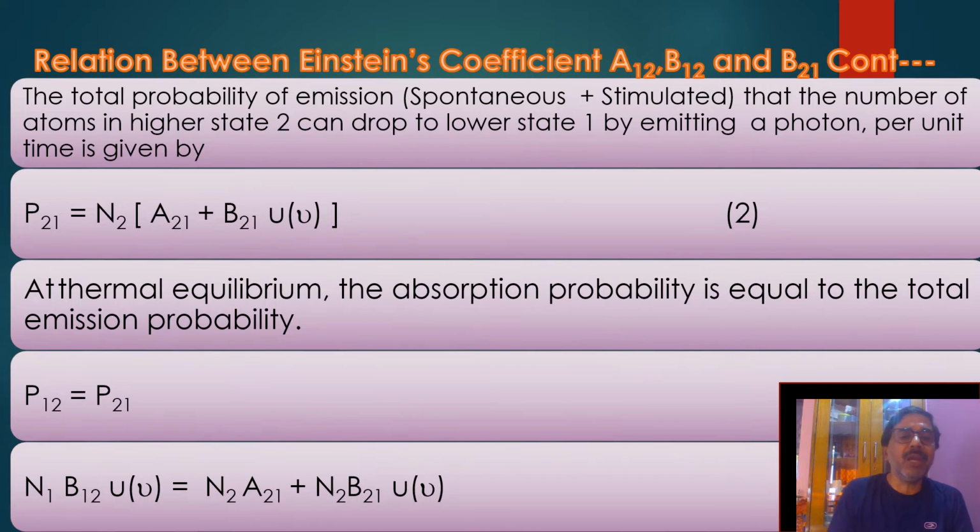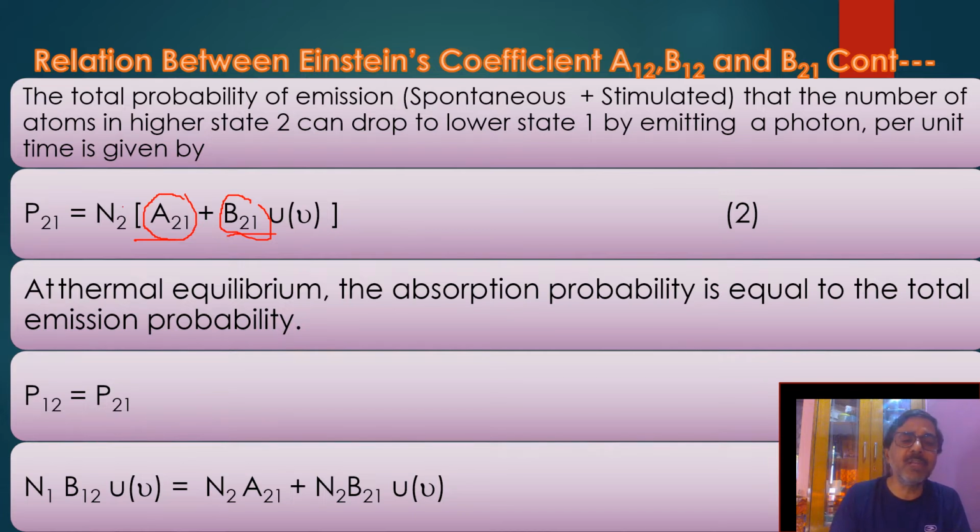Now we come to the next one, the probability of emission. We have two types of emission: one is spontaneous emission, and the other is stimulated emission. So total emission is equal to spontaneous emission plus stimulated emission.